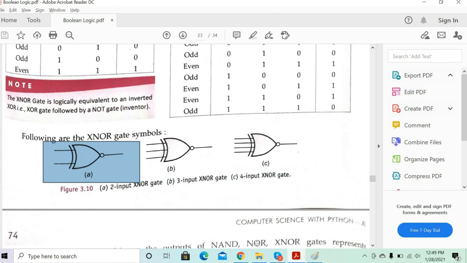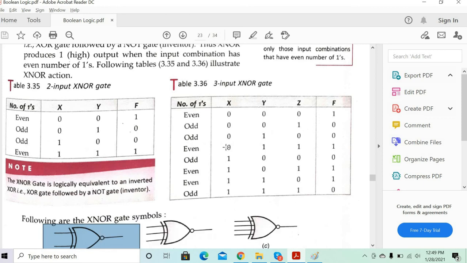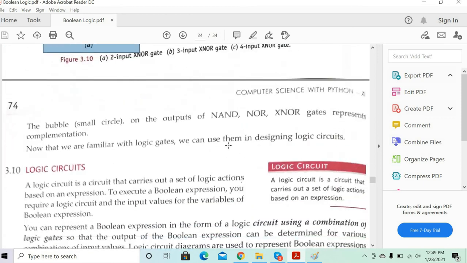Yes, sir. Understood this part? Clear? Clear, sir. Okay, good. So now the output of all the even, odd: wherever the odd is there, that will become 0. Wherever the even is there, it will become 1. Opposite, right?